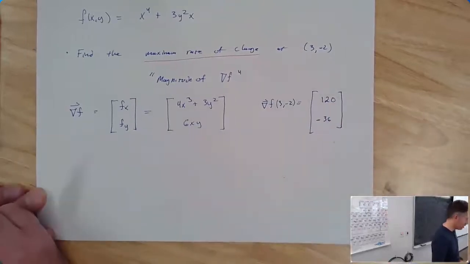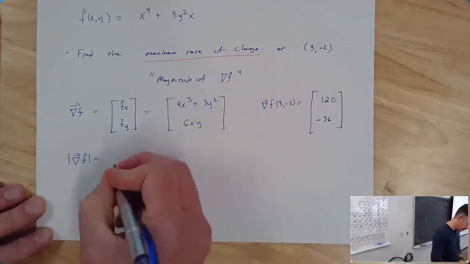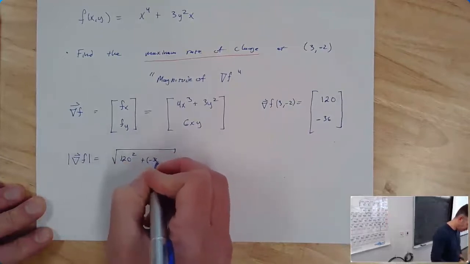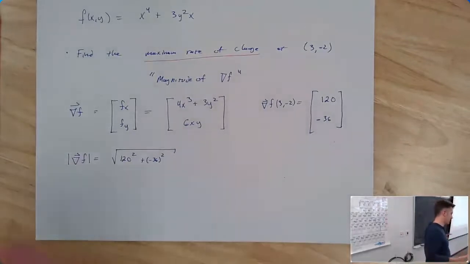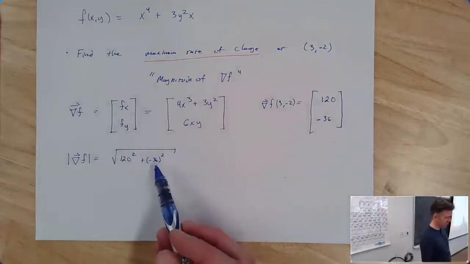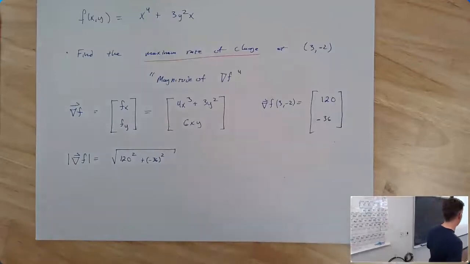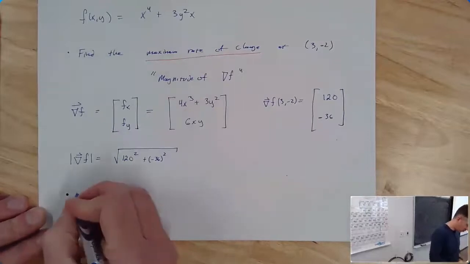Lovely. So that's our gradient, and then the magnitude of our gradient is just the square root of 120 squared plus -36 squared. If you're allowed to use a calculator, it's not hard to simplify this, but simplifying it is not really worth much in the eyes of many people. So I would leave it like that unless you're specifically encouraged to do more with it. So yeah, kind of a big number. That's fine.